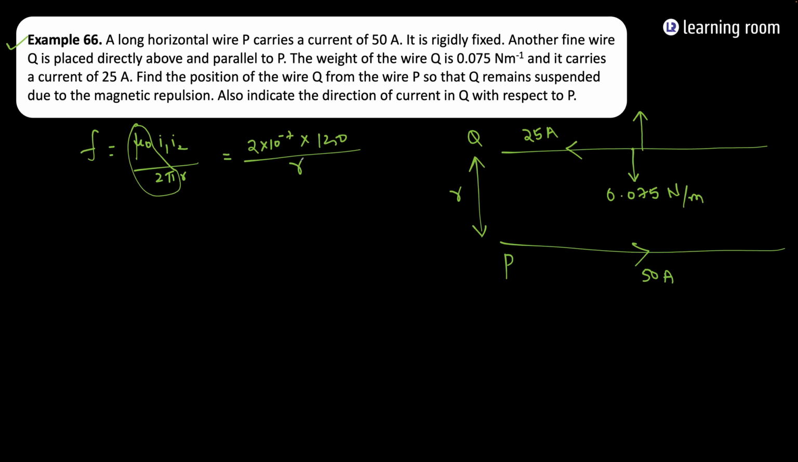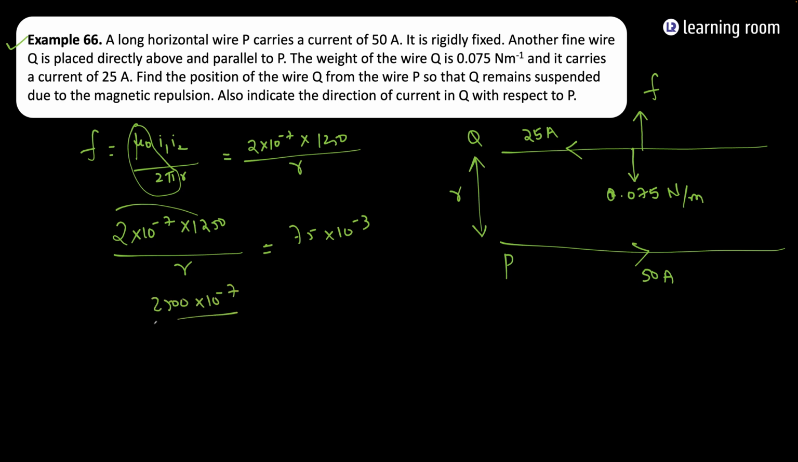Now tell me one thing. This force per unit length, small f, should be equal to which value? This small f should be equal to 0.075. Only then the forces will get nullified. Right? So 2 into 10 power minus 7 into 1250 divided by R is equal to 0.075. I can write it as 75 into 10 power minus 3. Am I right? So 2 into 1250 is 2500. So 2500 into 10 power minus 7 divided by R is equal to 75 into 10 power minus 3. So 2 zeros are gone, you will have a 5 here. So 10 power minus 7 will become 10 power minus 5 after these 2 zeros get cancelled. So 25 will cancel the 75 three times.